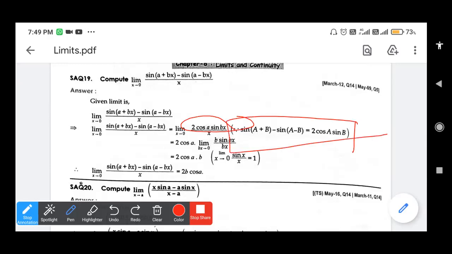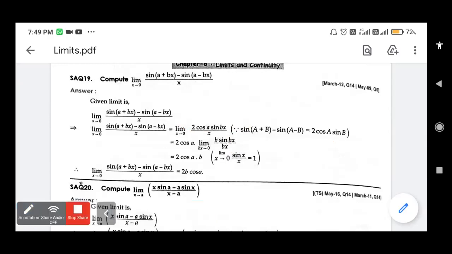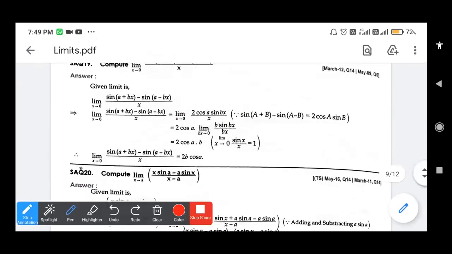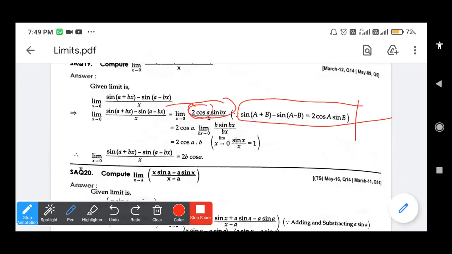See, we learned these formulas in trigonometry, but we are using them again and again. It means that these formulas are highly important. First of all, we applied this formula. After applying this formula, we are taking 2 cos A outside.